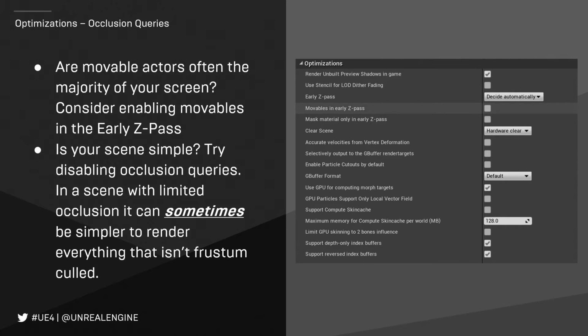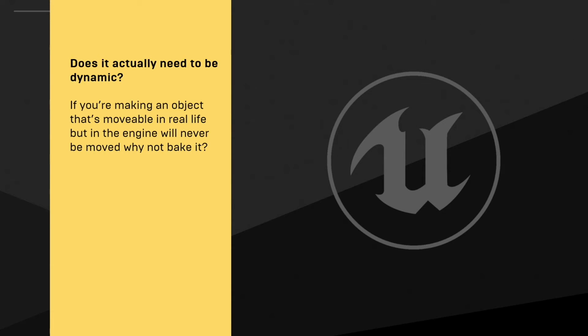Now, the next thing to consider is, does it actually need to be dynamic? If you're making an object that's movable in real life, but in the engine it's only going to be sitting there staying still, do you actually want to have that object as something that is movable? A good example of this is a car. I want you to think of a sports car sitting here on the stage. As developers, we think of this as something that needs to move and drive around. But the truth is that if you're rendering a car, while it is in real life a movable object, it doesn't necessarily need to be movable in Unreal.